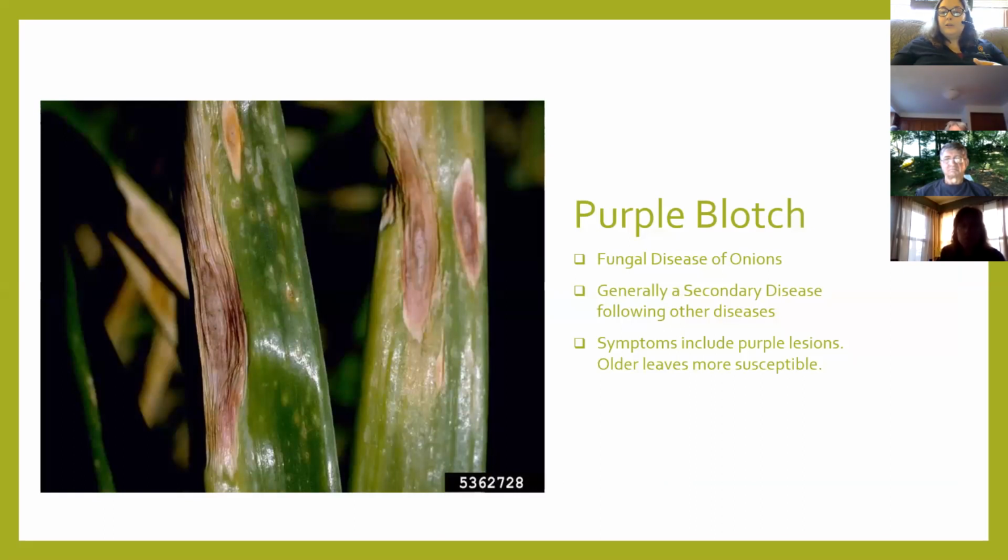Symptoms include purple lesions, and older leaves are more susceptible than the younger ones. That's simply because, over time, they're just weaker and more susceptible to disease.